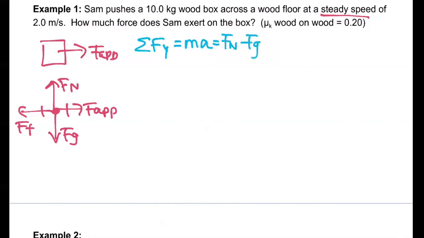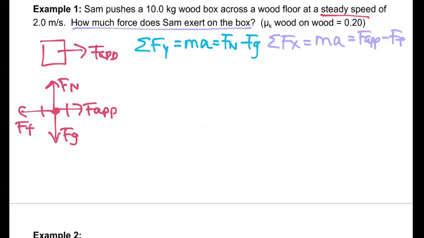Then we're going to do the x direction. So my sum of forces in the x direction equals mass times acceleration, which gives me my force applied minus force friction. Now our end goal is how much force does Sam exert on the box. So we really want to solve for this applied force.